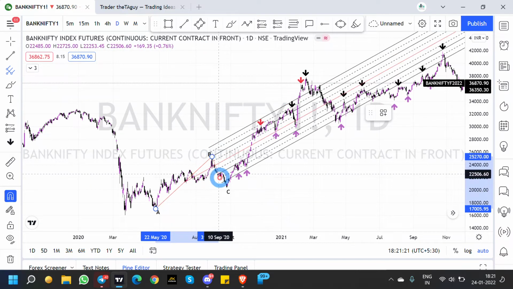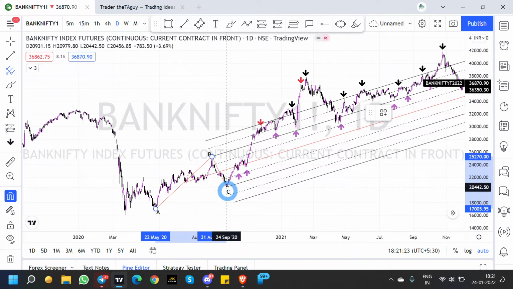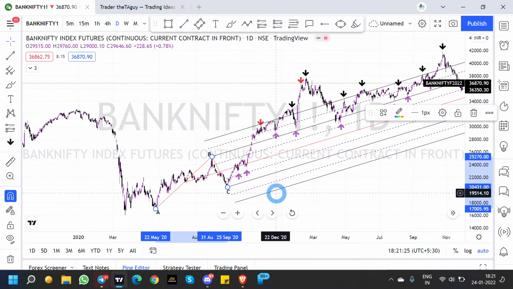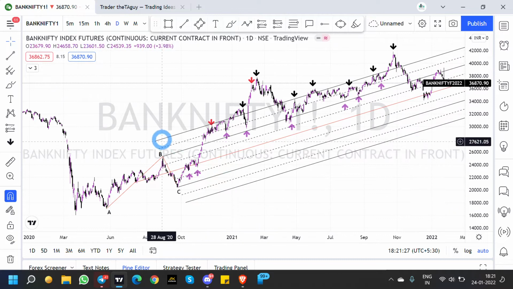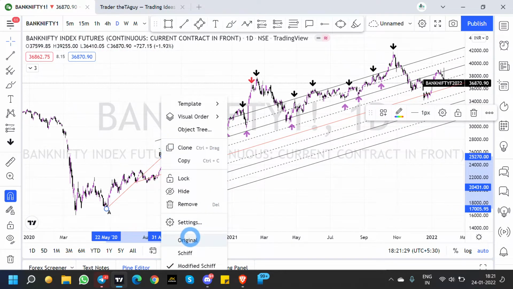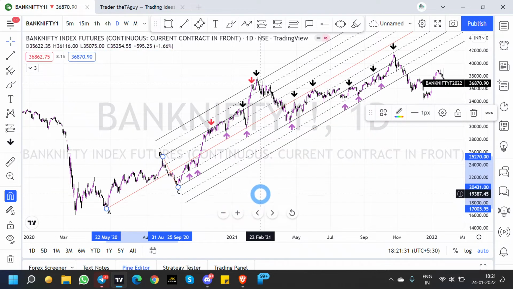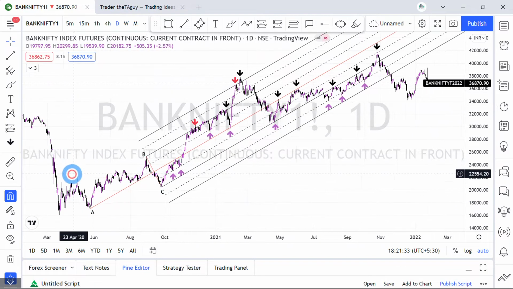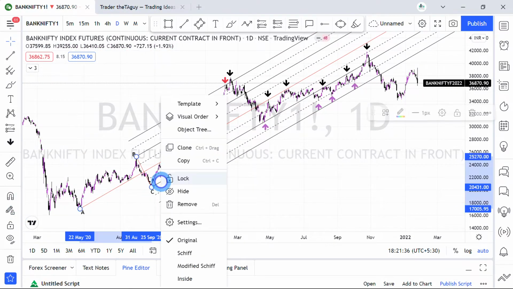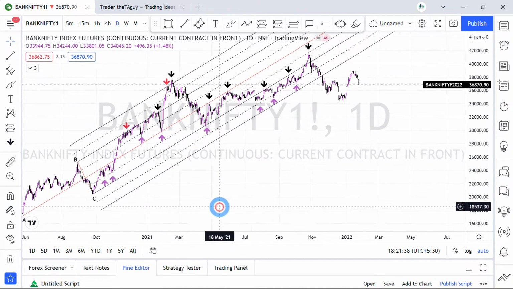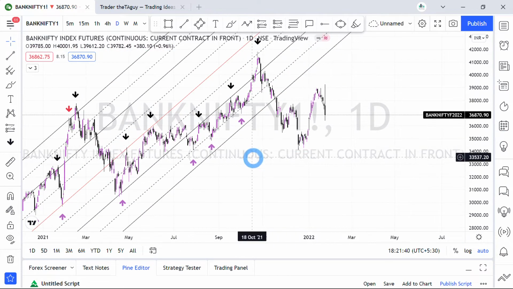Don't forget to turn on your magnet. And okay, you have to switch it to original one first, and now you can turn off your magnet, lock this pitchfork, and we are good to go.